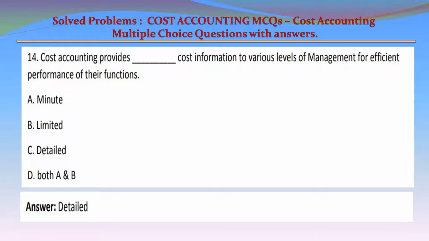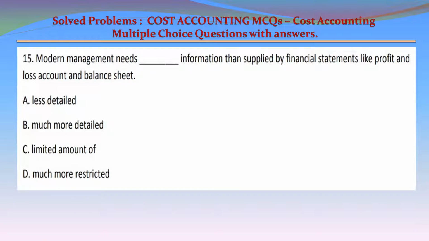Answer C, detailed. 15. Modern management needs dash information than supplied by financial statements like profit and loss account and balance sheet. Option A, less detailed. B, much more detailed. C, limited amount of. D, much more restricted.